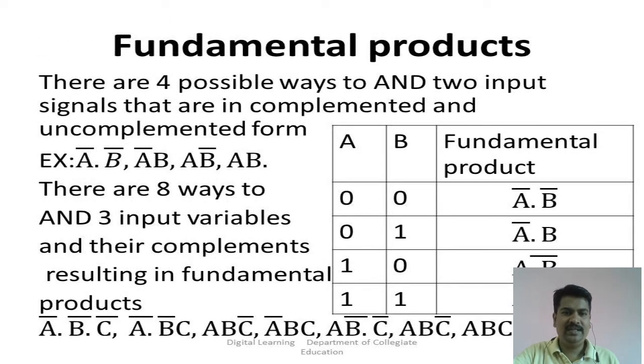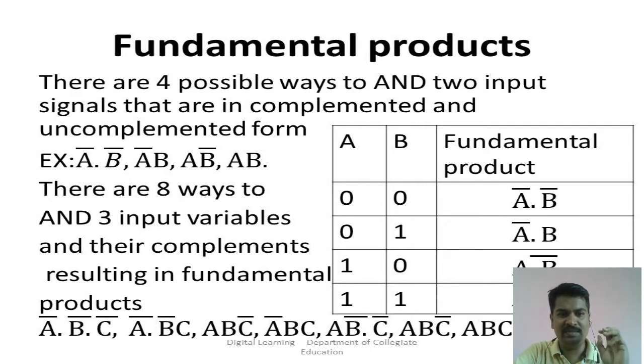Firstly, we start with the fundamental products. There are four possible ways to AND, in a sense a logical multiplication, two input variables A and B in complemented and uncomplemented form. Complemented means A bar. Uncomplemented, or normal form, means A; as such we are writing A. Complement in a sense you have to write A bar.